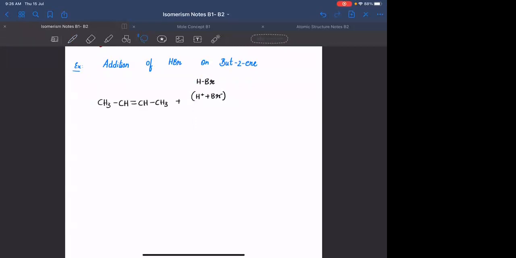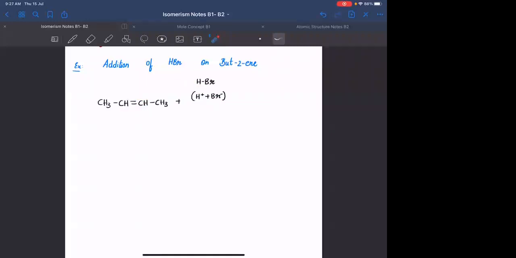Out of these two, which will be attacking first on the alkene? You are having a H positive as well as Br minus. You need to judge out of these two, which will be attacking first on the alkene. H positive, because the alkene is having some pi bond, which is nothing but an electron density, and a pi bond is a weak bond. For Br minus to approach this particular molecule, you need to see some amount of positive charge inside the molecule. There is no positive charge inside the molecule because there is no electronegativity difference between carbon-carbon or carbon-hydrogen. So Br minus won't be approaching this alkene, H positive will be approaching this alkene.